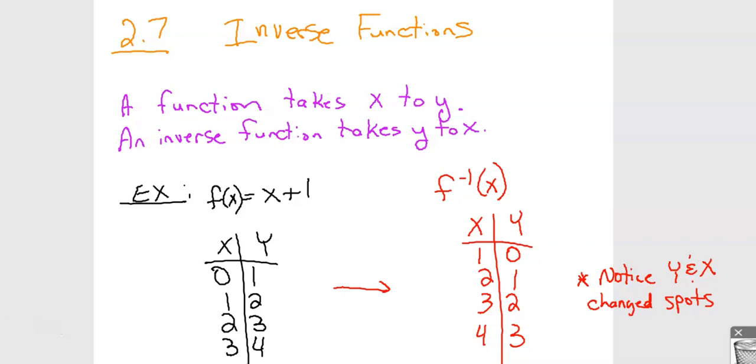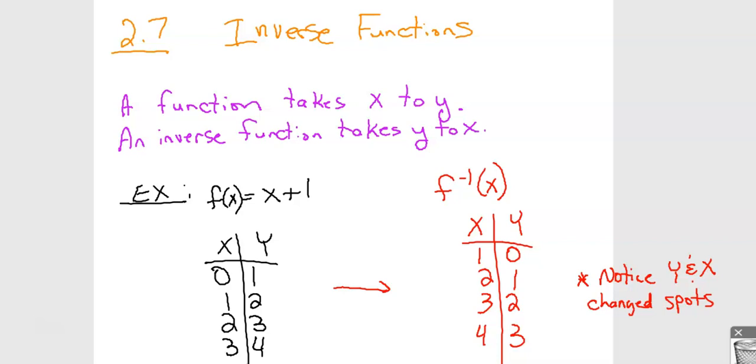This is 2.7 inverse functions. Now, inverse functions you've done in a prior class, but let me remind you what they are. Like a normal function takes x to y. Literally, you make an xy chart and you plug in numbers for x, and then you evaluate it, and then it takes it to y. It finds the y value once you know the x.